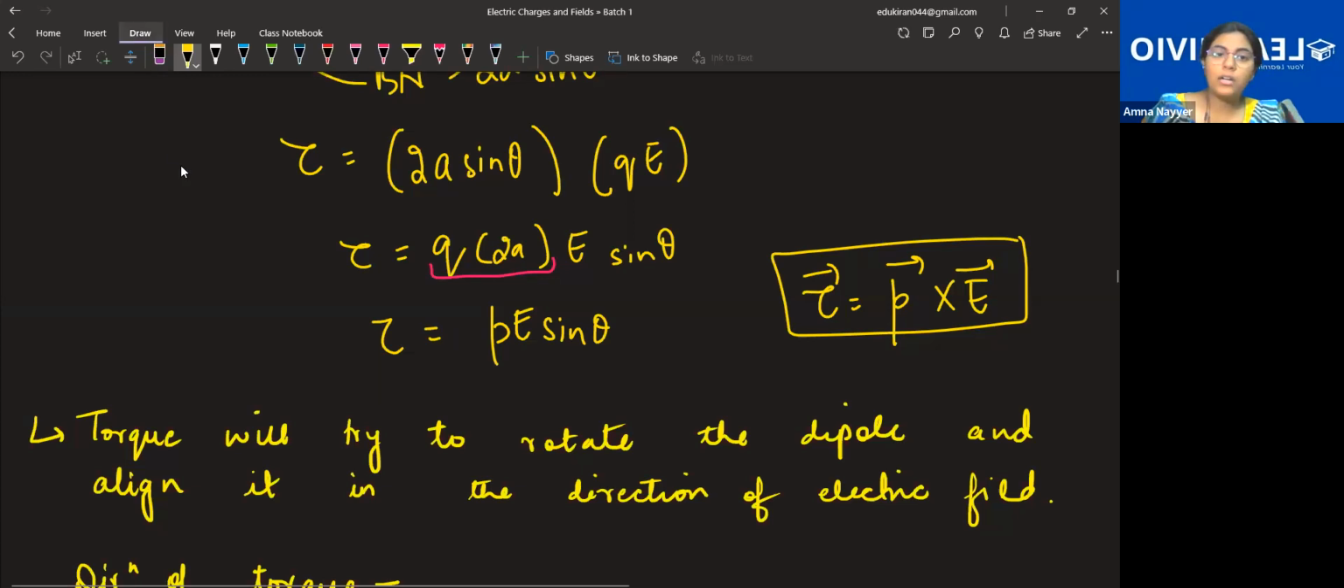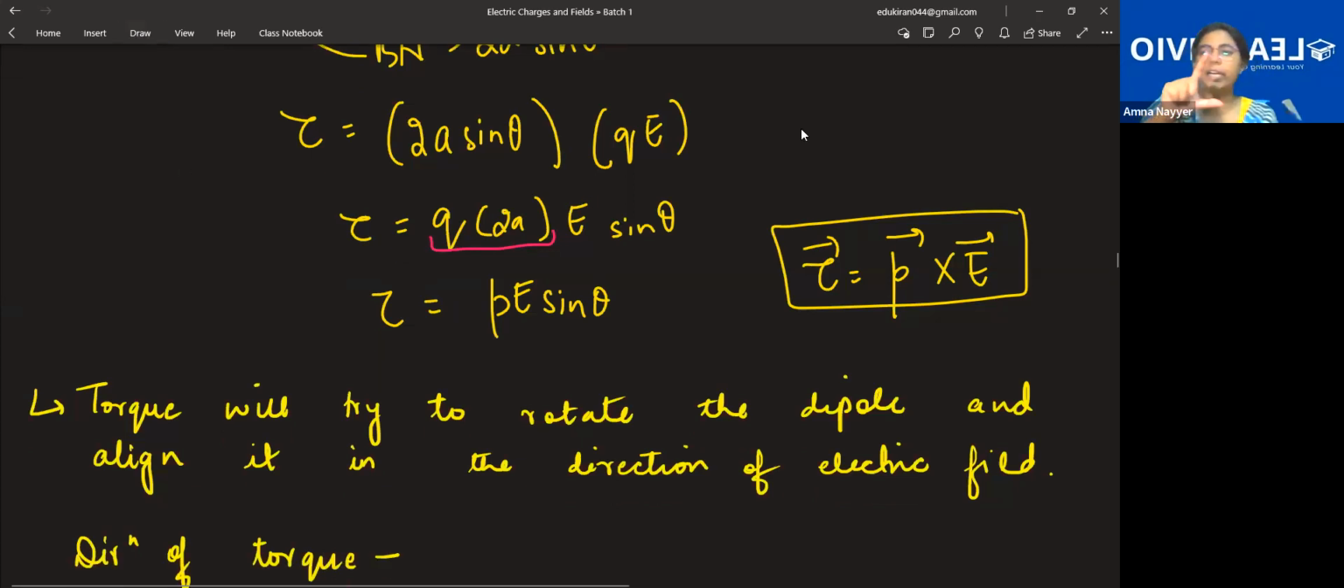So now what will torque try to do? It will try to rotate the dipole in the direction of the electric field. See, the dipole is kept randomly in the electric field. The electric field is supposed like this. So torque will try to rotate the dipole so that it gets aligned with the electric field. That is the task of the torque. That's why this rotation is occurring. That's why we have this P cross E formula in our calculations.